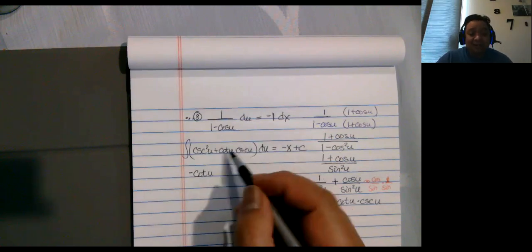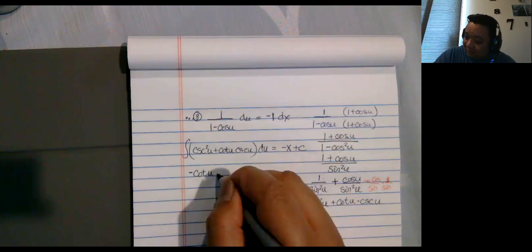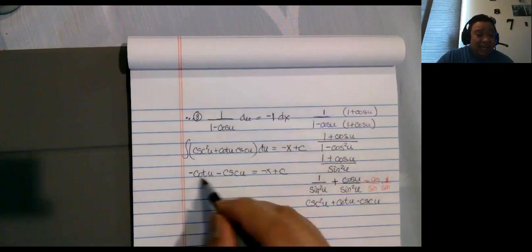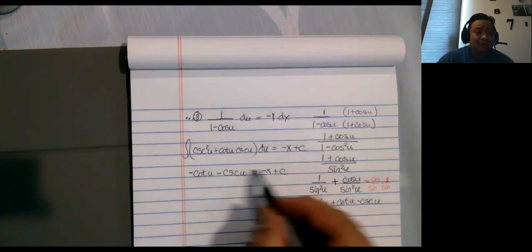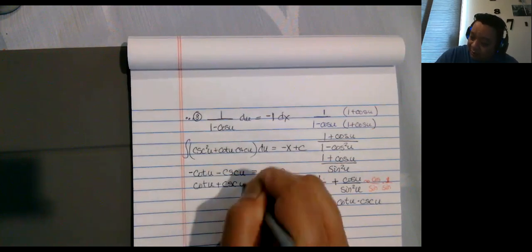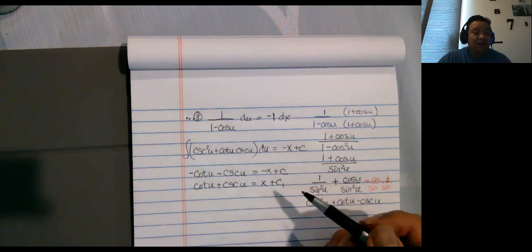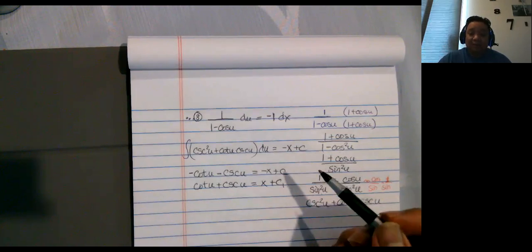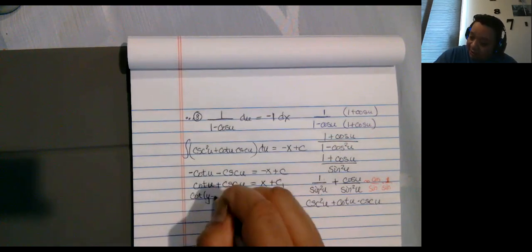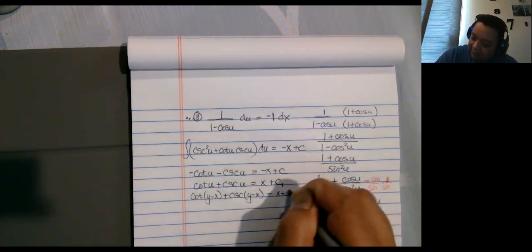You might remember it as cosecant times cotangent, which is the same. It's negative cosecant, equal to negative x plus c. The negative is all over the place, so I'll go ahead and multiply everything by negative 1. So you get cotangent u plus cosecant u equal to a positive x plus c1, right? It's now a different constant because I multiplied by negative 1. And then replace u with y minus x. So you get cotangent (y minus x) plus cosecant (y minus x) equal to x plus c1.